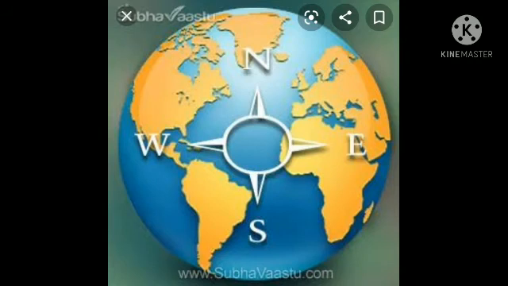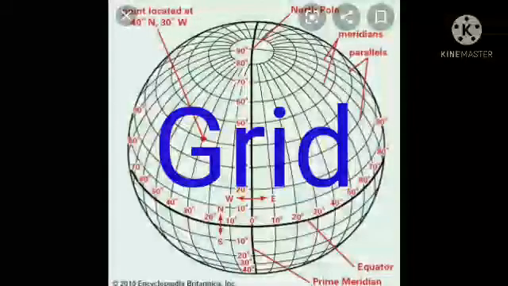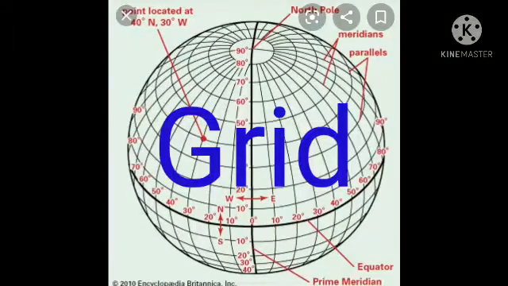What is a grid? A grid is a complete network of parallels of latitude and meridians of longitude, and this network drawn on a map or globe is called the Earth grid. A grid helps us to determine the location of any point on the Earth's surface.